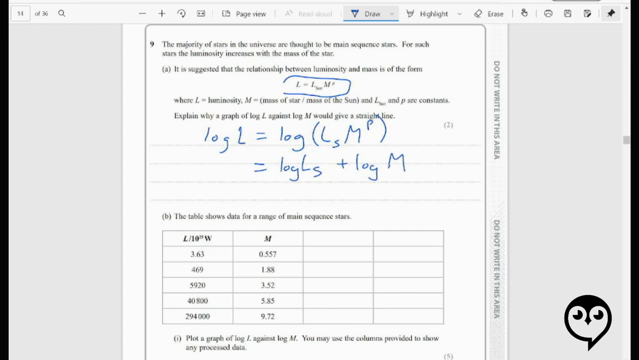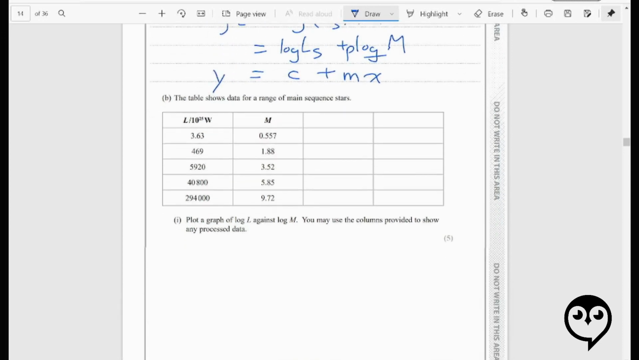Now, if I've got a log of m to the p, that's the same as saying p times log m. If you take a look at what's going on here, this would be a c, because log of some number is just going to be some number. And p here acts as the gradient. Log m is the independent variable. We've got a line that matches the y equals mx plus c or mx plus b pattern.